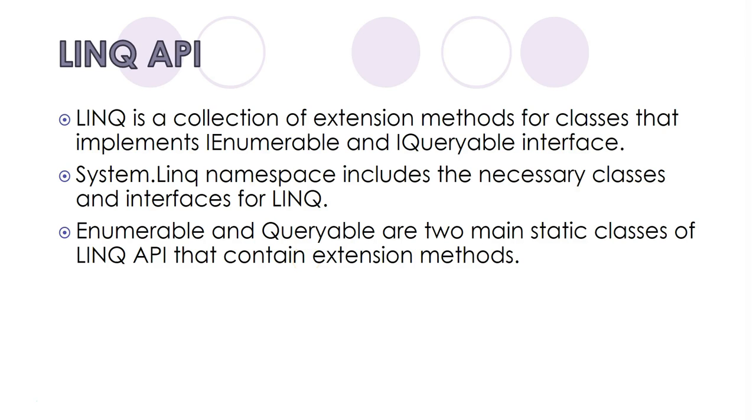LINQ is an API. It's a collection of extension methods for classes, and the interfaces that it implements are IEnumerable and IQueryable. The namespace that we have to use when we are using LINQ is System.Linq, and the two main classes that have the extension methods are Enumerable and Queryable.